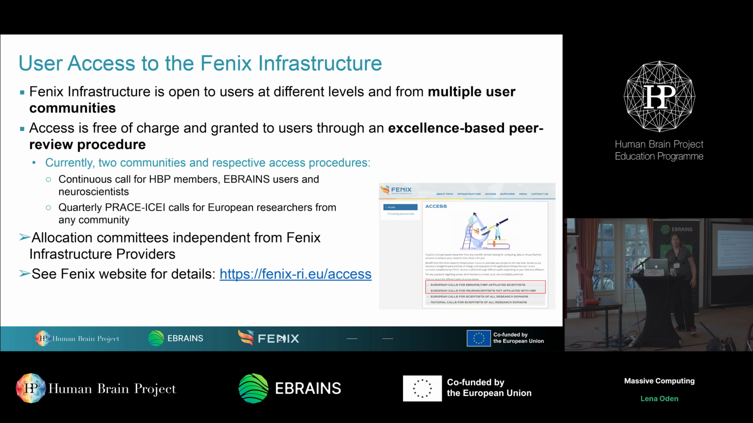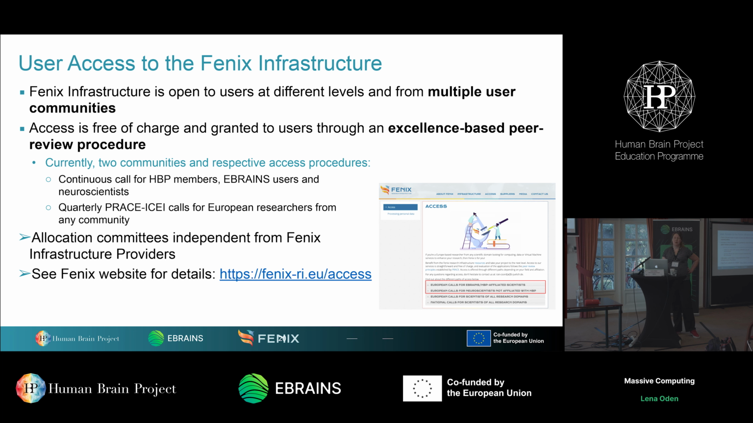The infrastructure, as I said, is open for different kinds of users and communities, and basically you have to apply for it. It's free to use if you apply for it and your proposal is accepted, and it's based on a peer review process.